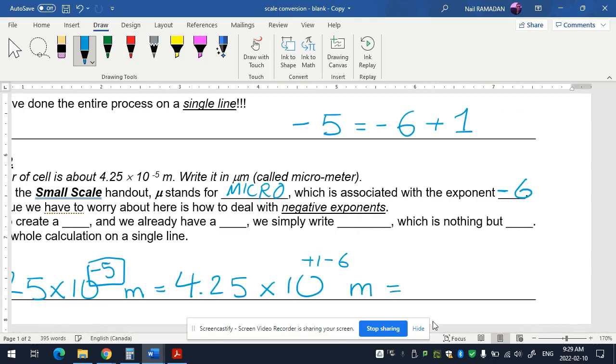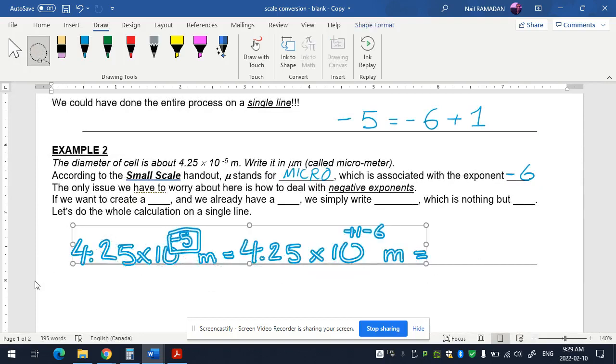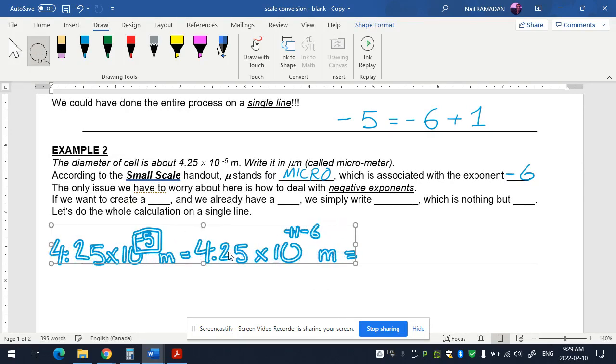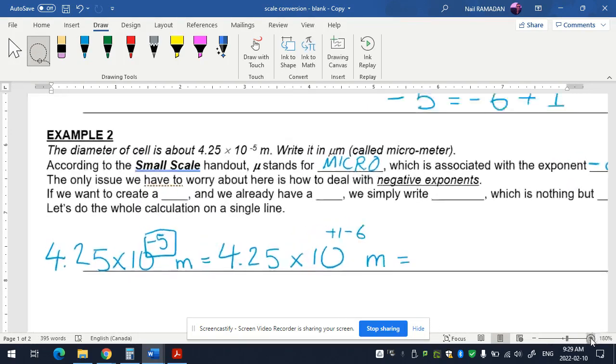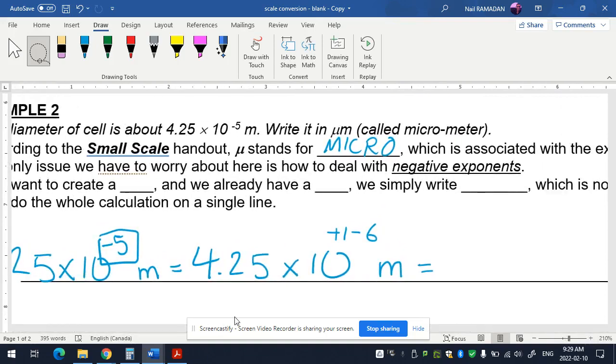Equals. I think I should make my handwriting slightly smaller. Just squeeze this. Okay. What can I now do with this 10? Can I split it up into two tens? Yes.